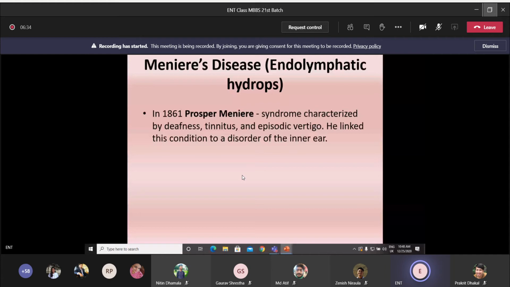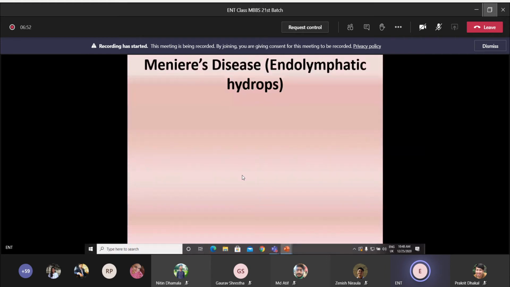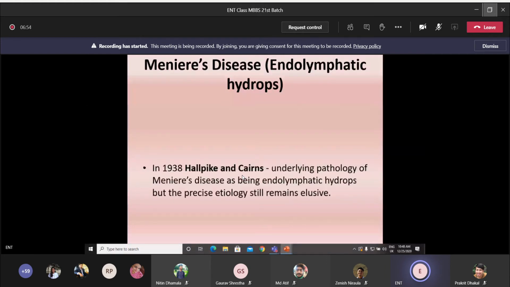What he discovered was a syndrome characterized by deafness, tinnitus, and episodic vertigo. So he linked this condition to a disorder of the inner ear. As you know, the balance is dealt with by the inner ear. And again in 1938, Hallpike and Cairns described the underlying pathology of Meniere's disease as being endolymphatic hydrops, but the precise etiology was still not known exactly.